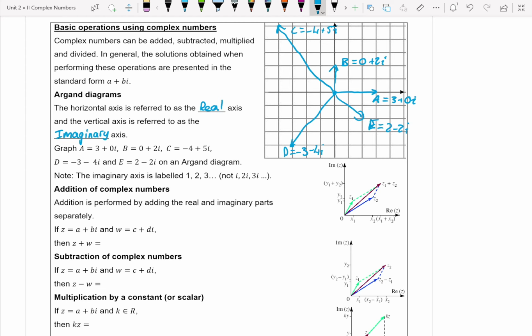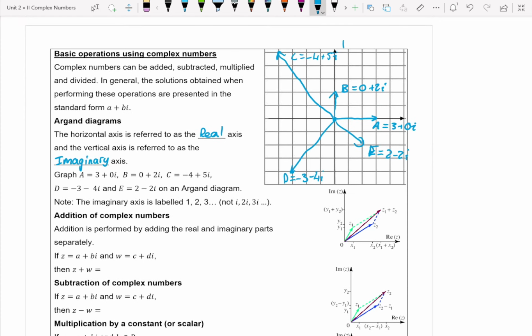Some things to note. Very similar to vectors, but instead of having an i and j component, they've got a real and imaginary component. Very similar to just graphing on a Cartesian plane, because negative is to the left and negative is down. Note that our imaginary axis is not labeled i, 2i, 3i. It is the imaginary part of z. The way we label our two components is our vertical is Im of z, and our horizontal is Re of z. So we have no i in our y-axis.